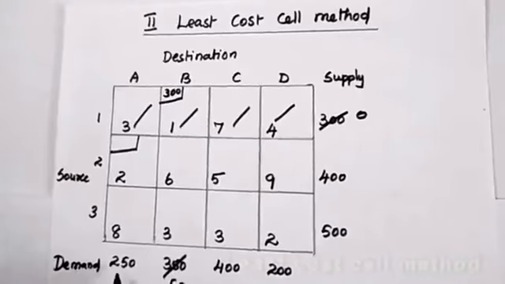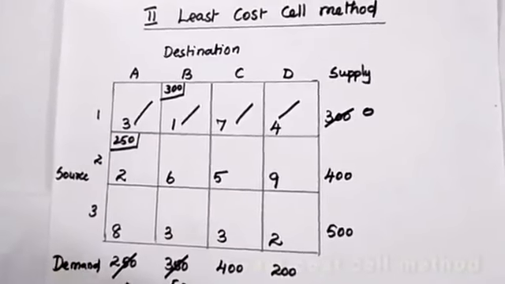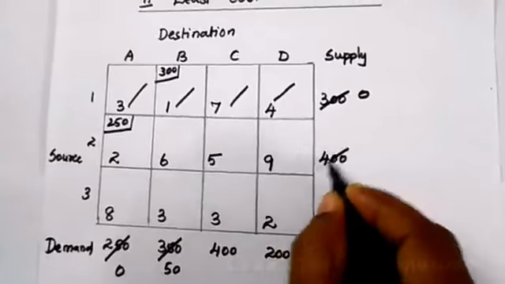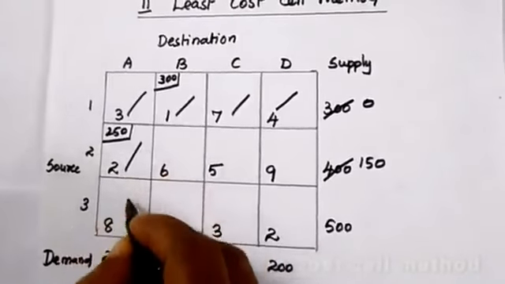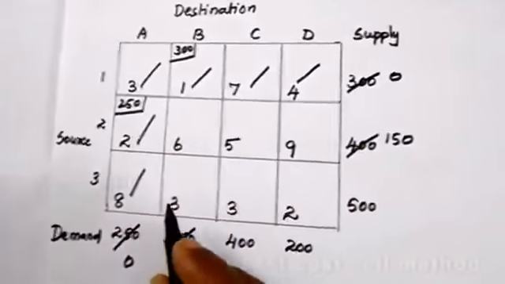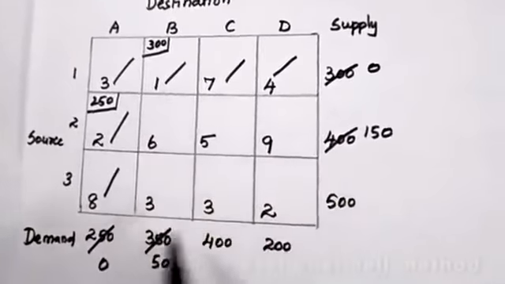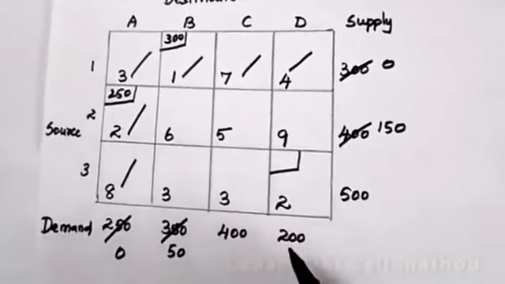Demand is lesser than supply. Just put 250 here. 250 gets cancelled, 0. And here balance 150 is there. 0, no, just cancel this column. This is the remaining unallocated cell. Now find out which one is the least cost among the 6 unallocated cells. This is the least cost.